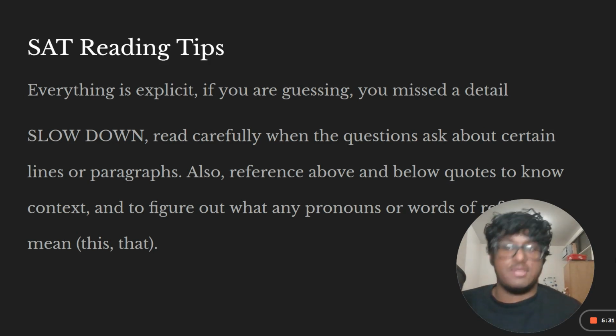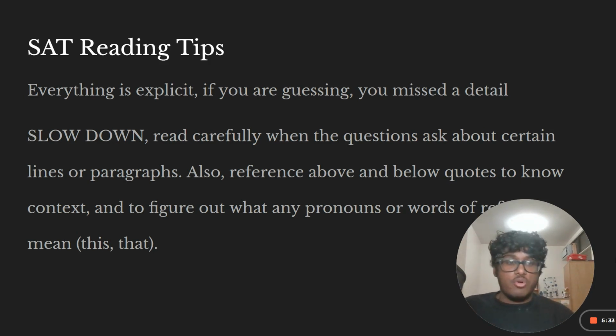Okay, so some tips. This is overall going to apply to the whole test, going to improve you instantly. Everything is explicit. As we talked about before, the quotation has to explicitly answer the choice that you pick, but this doesn't just apply to that. This applies to literally every single reading question. The explicit answer is going to be there.